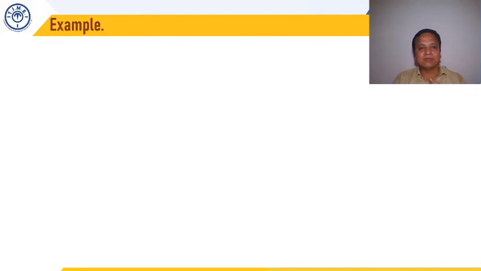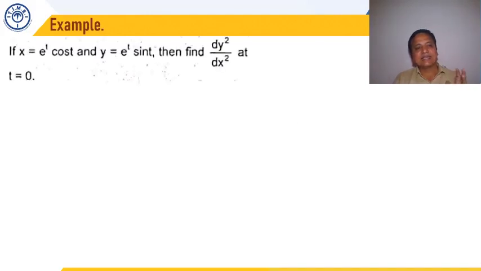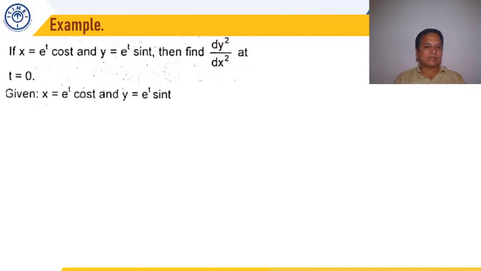Now let's take an example. It says x is equal to e to the power t cos t and y is equal to e to the power t sin t. We have to find the second derivative at t is equal to 0. We will find the first derivative as well as the second derivative, but at the point where t is equal to 0. So given x is equal to e to the power t cos t and y is equal to e to the power t sin t.